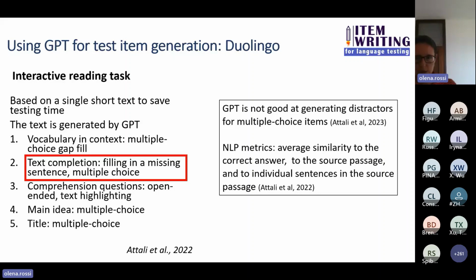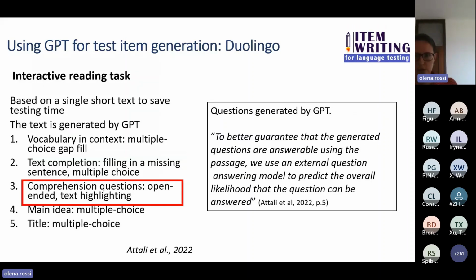Task 3, comprehension questions, which are based on the passage. There are 2 comprehension questions. They are generated by GPT that was trained using similar tasks. It generates more questions than necessary, and the best questions are then selected automatically from the candidate pool with the help of a question answering model. As the colleagues have written, to better guarantee that the generated questions are answerable using the passage, we use an external question answering model to predict the overall likelihood that the question can be answered.